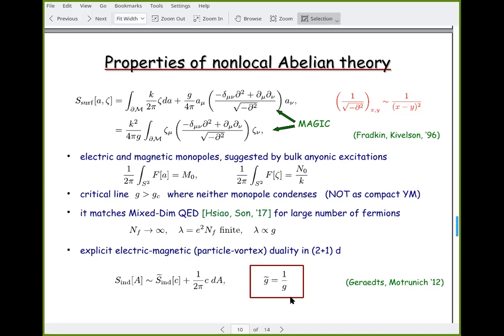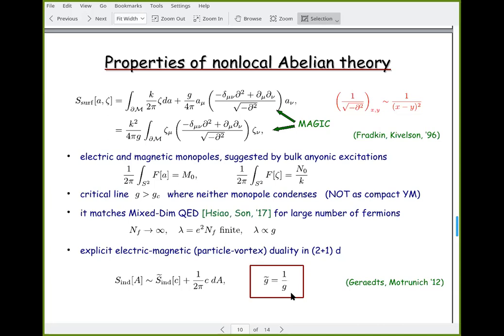This is a so-called particle vortex duality in 2 plus 1 dimension. There are several instances of particle vortex duality in 2 plus 1 dimension, and also fermion boson dualities in 2 plus 1 dimensions. Some are very old, some are new results, and they fit in a set of relations which is called the duality web, okay? Many, many relations.